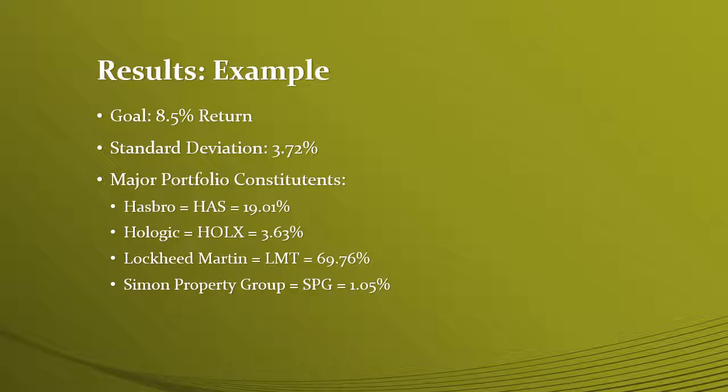So as a final example, I'm going to show how you can use this problem to solve a specific portfolio. For example, if I want to have 8.5% return on my portfolio, I will solve this optimization problem, and that would tell me that the best possible standard deviation I can have is 3.72%, and that the best possible portfolio with that return is going to consist primarily of Hasbro, Whole Foods, Lockheed Martin, Simon Property Group. There are some other smaller constituents in there as well, but since I didn't really want to go into all these small fractional companies, I just listed these major ones.